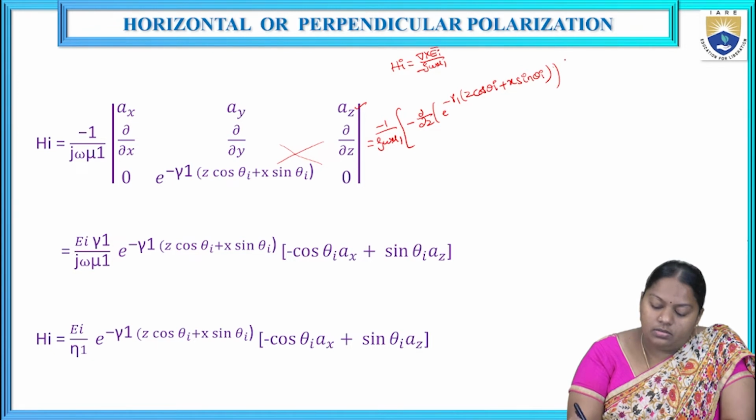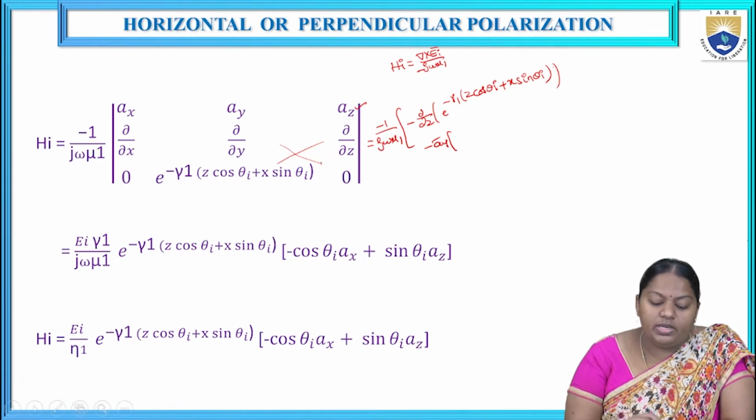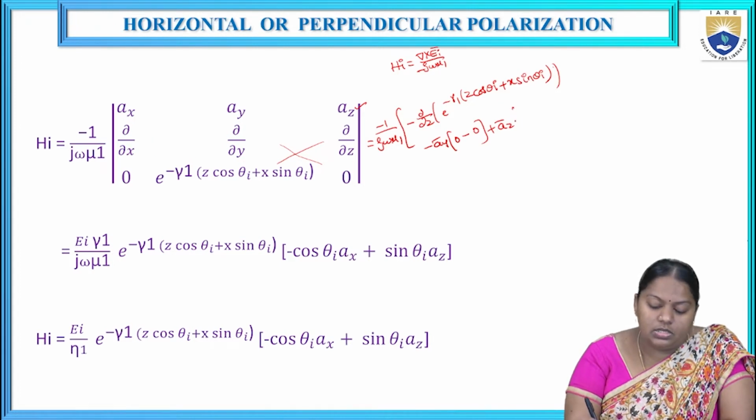Right? Then theta I, then minus Ay into. If we consider the second component as Ay, then we neglect the second column, and the determinant between the first and last components is dou by dou x of 0, which is 0, minus dou by dou z of 0, which is 0. Then plus, third, Az into. If you consider the first row and third column, the determinant between these two gives us Az into dou by dou x of e power minus gamma 1 into z cos theta I plus x sine theta I.